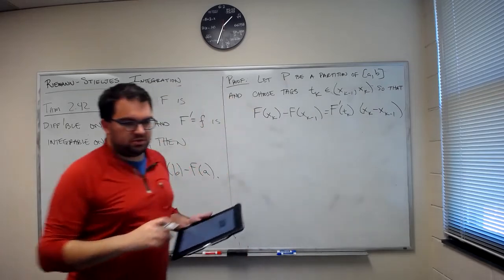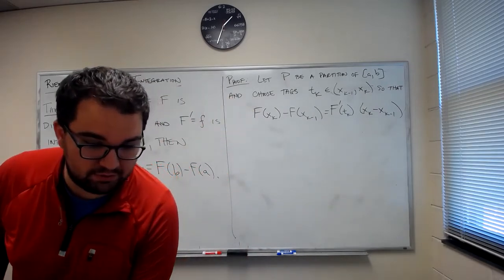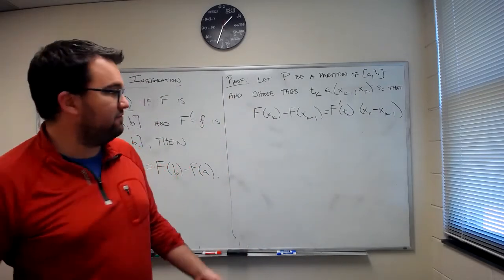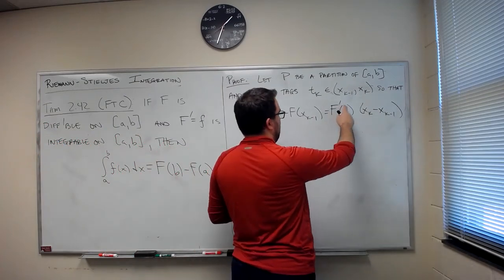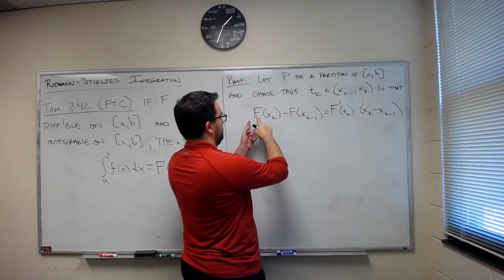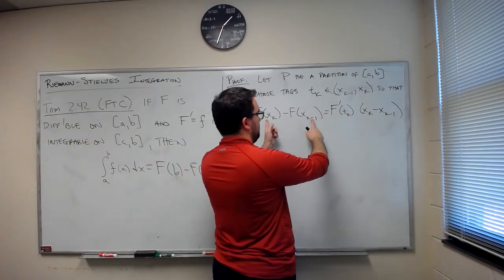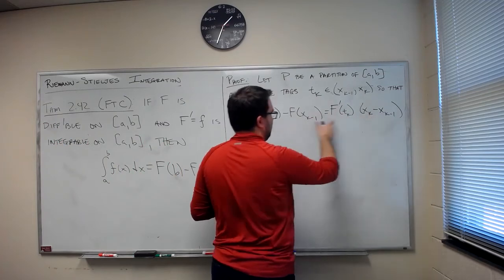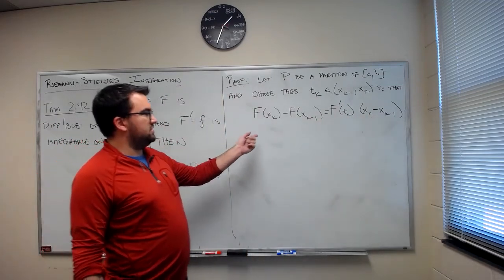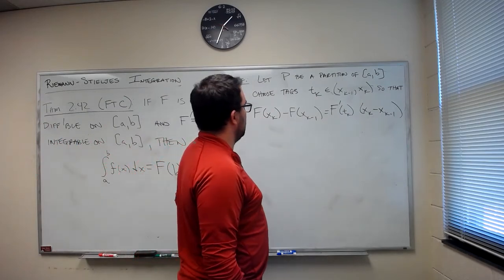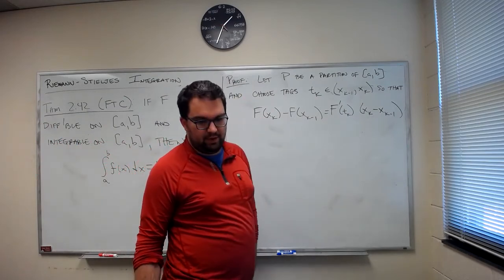Okay. So you might wonder why I can do this, right? I can do this by the mean value theorem. Really what I'm doing is I'm saying choose t_k so that f prime of t_k is equal to f of x_k minus f of x_{k-1} all over, if I divided this over here, x_k minus x_{k-1}. So I can do this by the mean value theorem. Okay, I can choose my tags in this particular way.